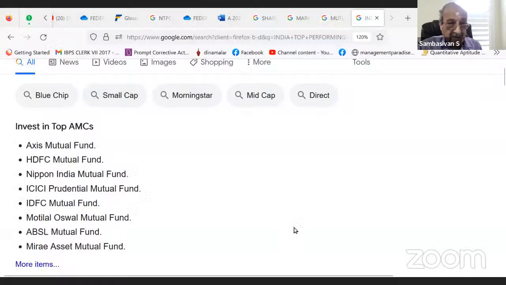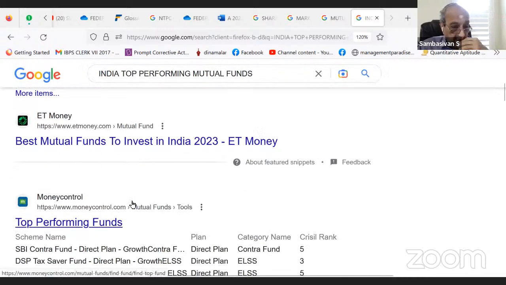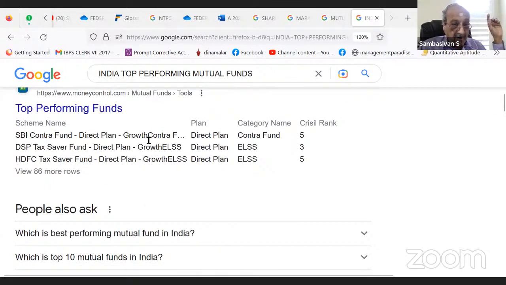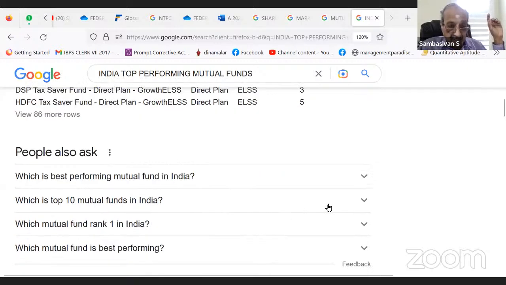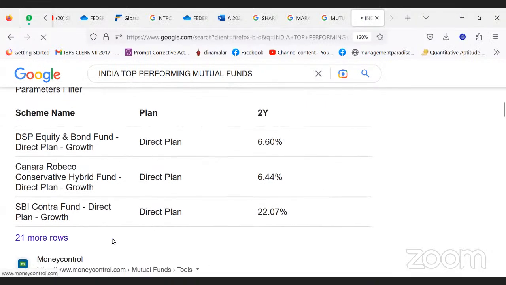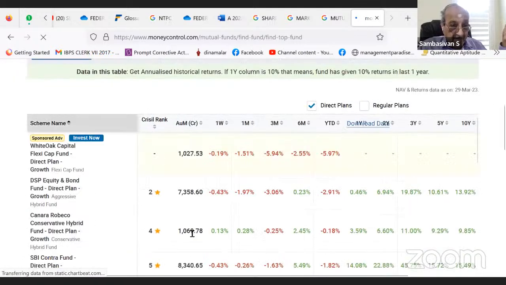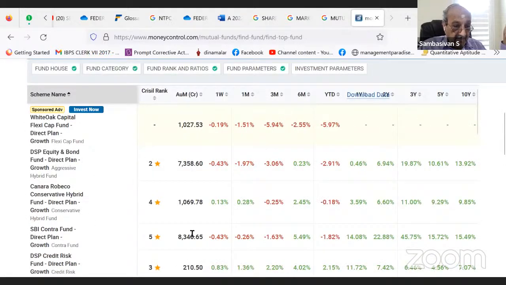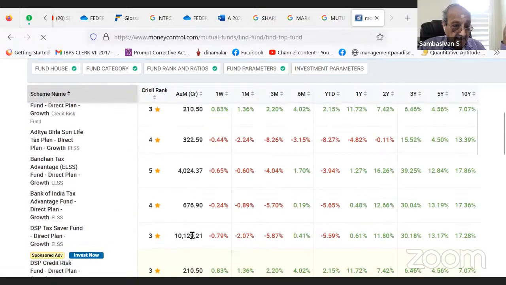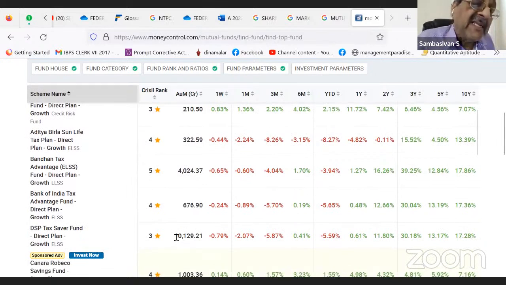At least these names, kindly remember, boys and girls. Number 1, HDFC Mutual Fund. Number 2, ICICI Mutual Fund. Number 3 is Axis Mutual Fund. I don't know why it is not mentioning SBI. SBI fund also, top performing fund, SBI Contra Fund. Here there is a question, which is the best performing mutual fund in India? Some other names are appearing: DSP Equity, then White Oak, Canara Robeco, SBI Contra Fund, Aditya Birla Sun Life, then Bandhan Tax Advantage.